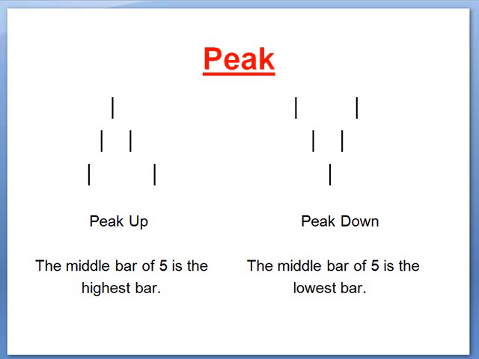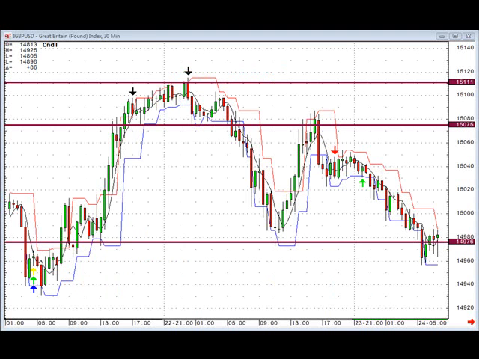This is what a peak looks like. I'm using the 5 bar example, and all it is is that the middle bar is the highest or the lowest point. I have absolutely no interest in the relationship of the bars either side of that middle point. Now we're looking at the cable chart, the pound against the dollar. It's on a 30-minute basis, and it's showing the chart action through the beginning of the week.